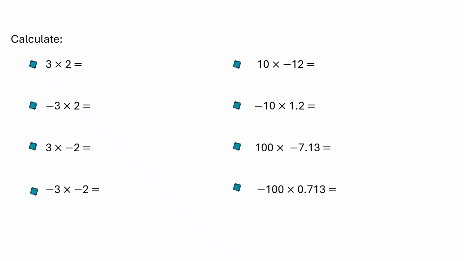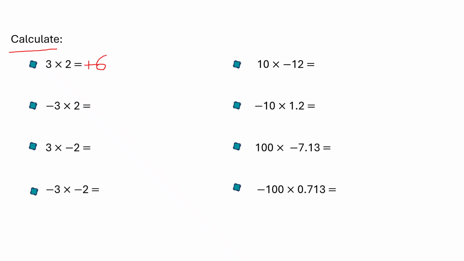Okay, in this video, we're going to be looking at how we multiply negative numbers. So, calculate 3 times 2. 3 times 2 makes 6, because they're both positive. A positive times a positive makes a positive sign. So we've got positive 6, or just 6.